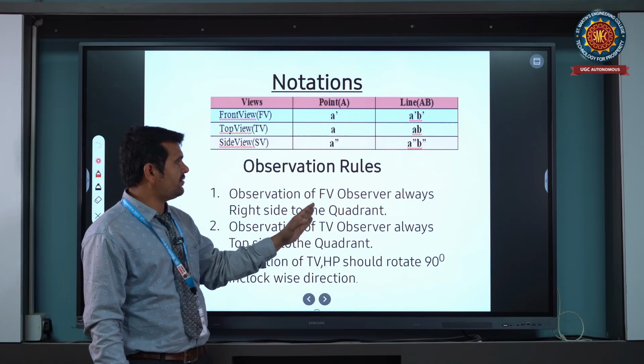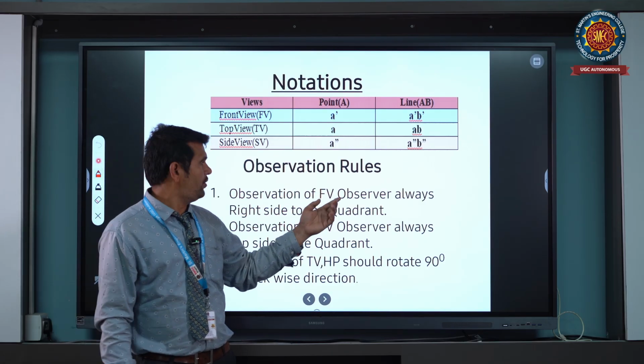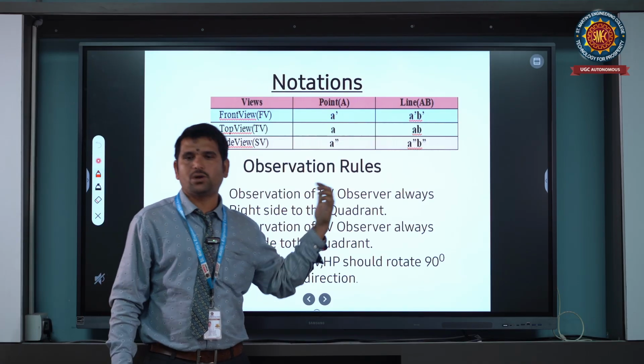Next, these are the observations we are going to use. For the observation of the front view, the observer is always on the right side of the quadrant.